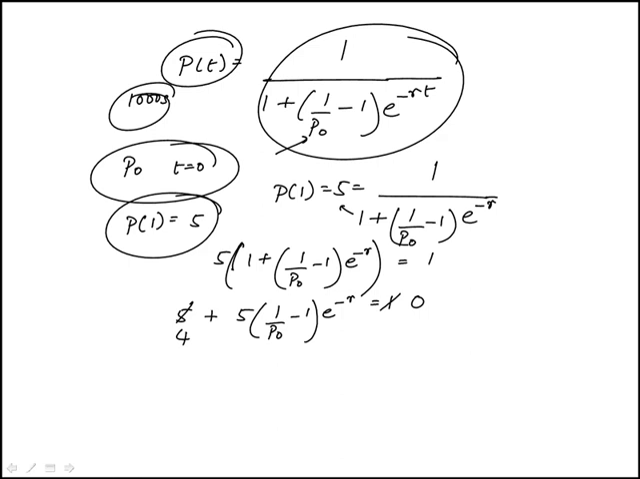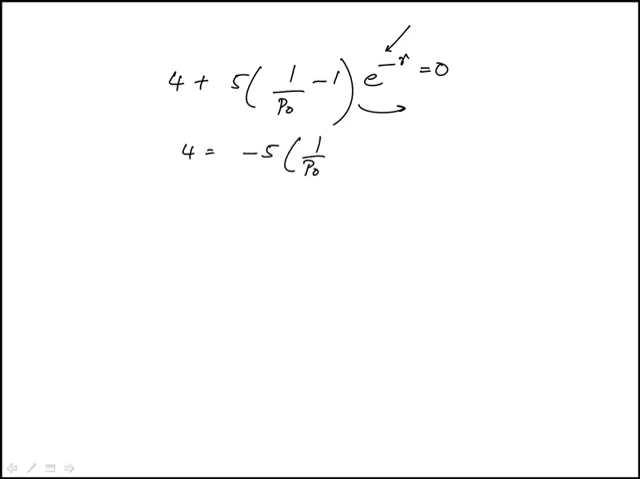So now I think I just have to move it to the next slide. So 4 plus 5 times (1 over P0 minus 1) e to the minus r is 0. So I have to isolate this term. I'm going to move this to the other side. So this would be minus on the outside, 1 over P0 minus 1 times e to the minus r.